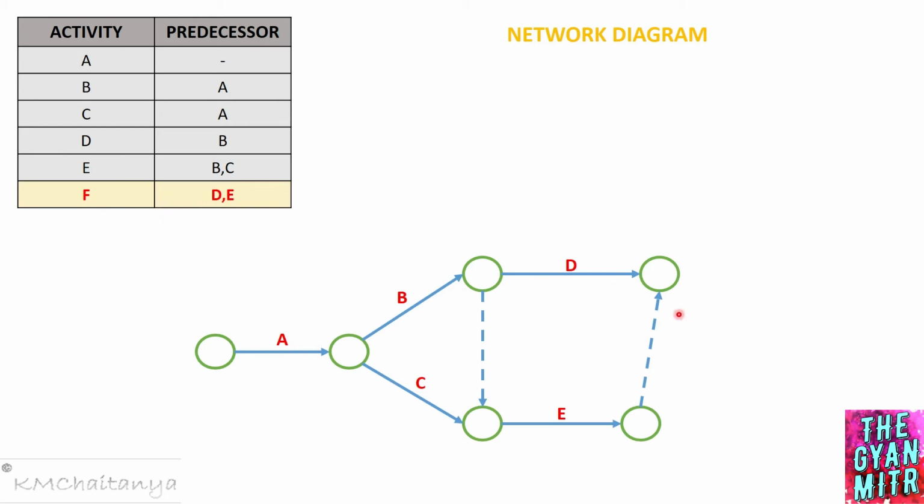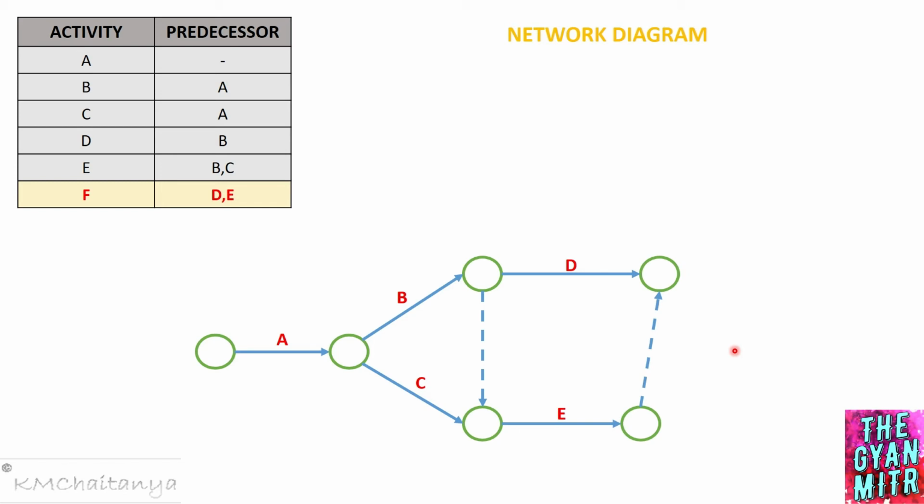But one thing we have to keep in our mind is that we should avoid unnecessary dummies in a network diagram. Even though you have an option to draw dummy, doesn't mean that you can have n number of dummy activities in your network. So we have to use a dummy activity only when it is necessary. It is not that since the dummy activity does not consume any time or any resource, you can have n number of dummies, right?